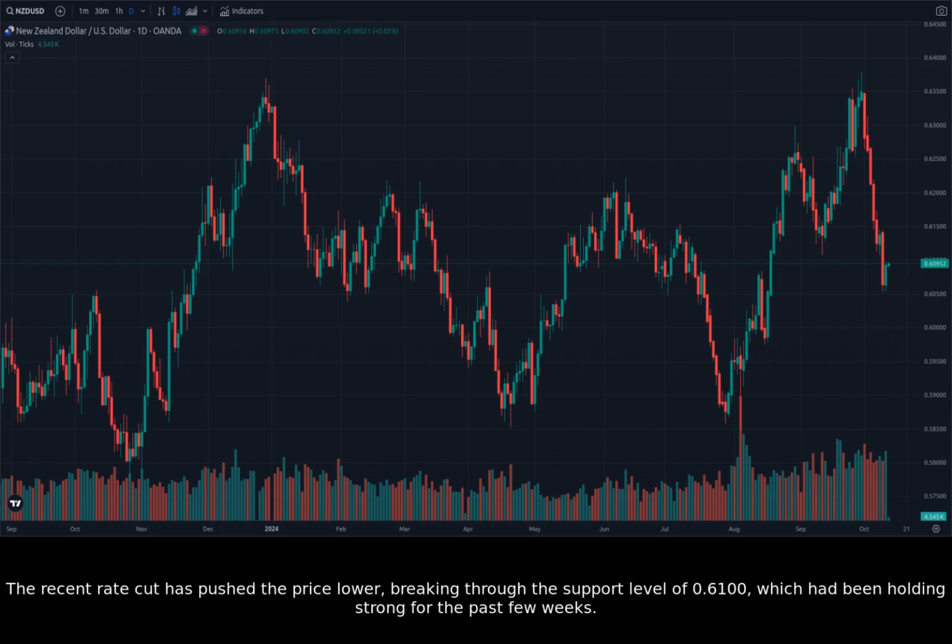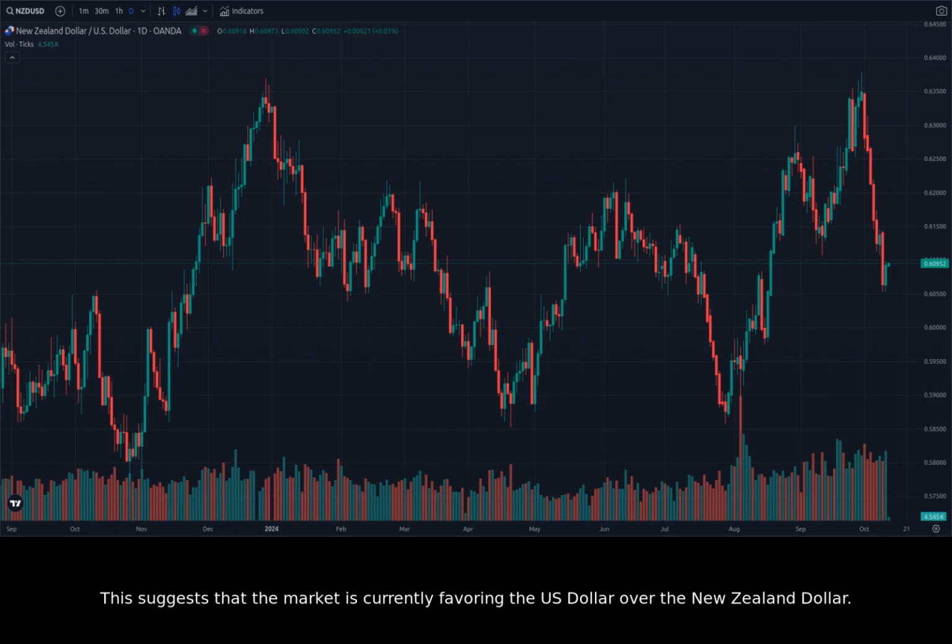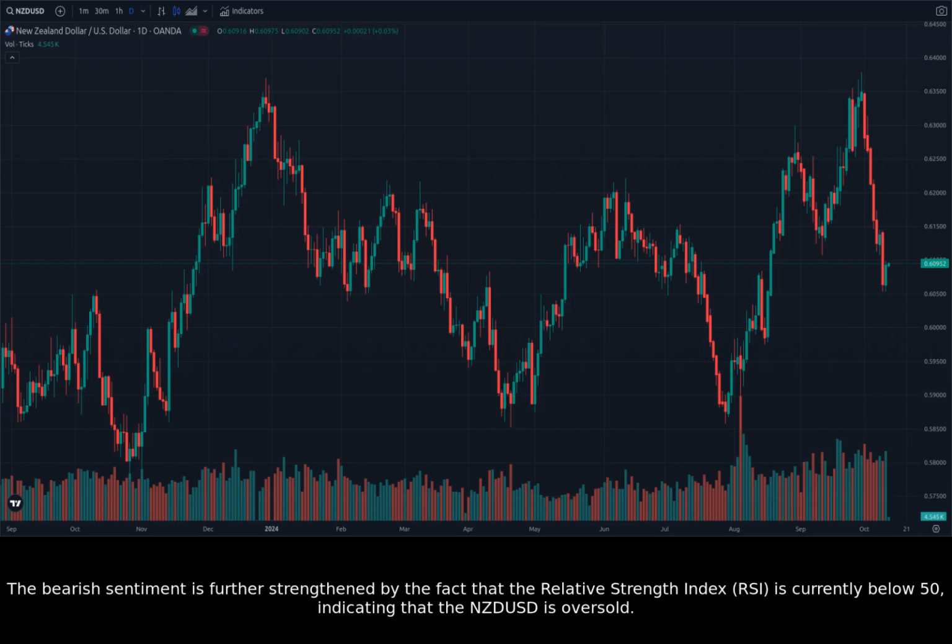The recent rate cut has pushed the price lower, breaking through the support level of 0.6100, which had been holding strong for the past few weeks. This suggests that the market is currently favoring the US dollar over the New Zealand dollar. The bearish sentiment is further strengthened by the fact that the Relative Strength Index, RSI, is currently below 50, indicating that the NZDUSD is oversold.